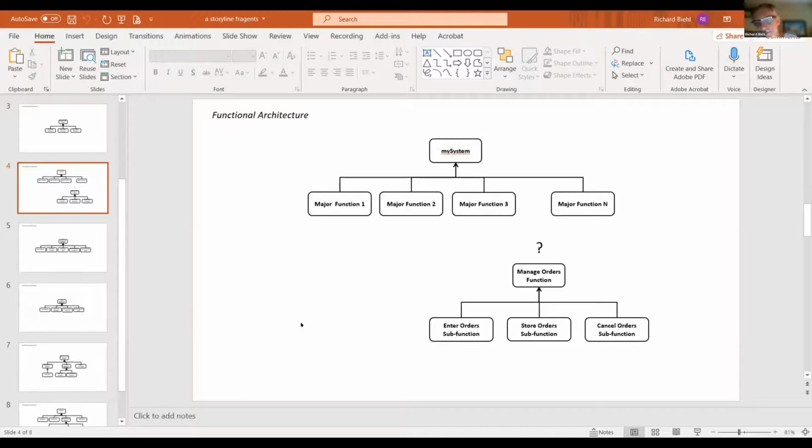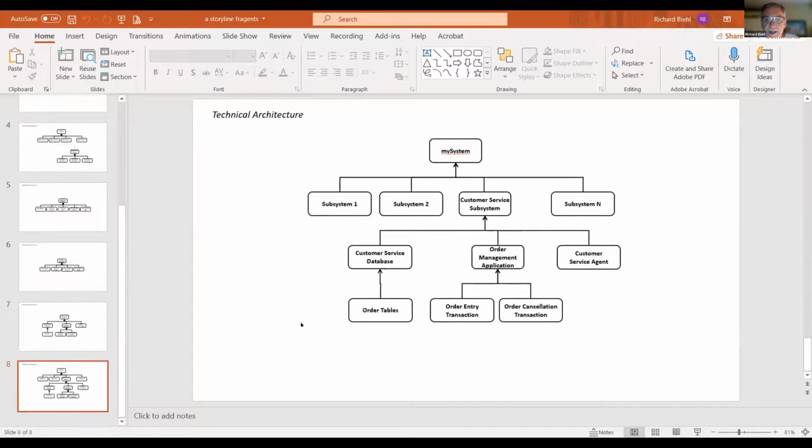So there's a difference between a micro-function and a major function, but everything in this tree is a function. So you ought to be able to name them with verbs and nouns. What is the system going to do? That's what the functional model is for. So everything is a function.